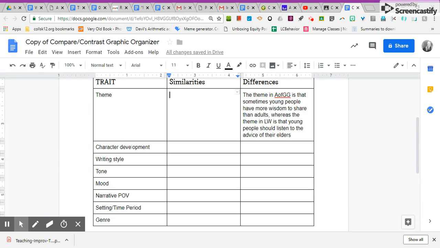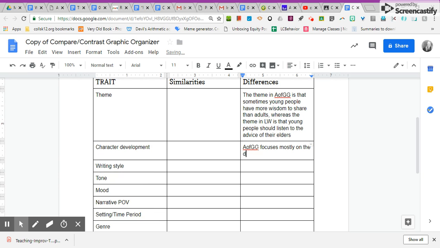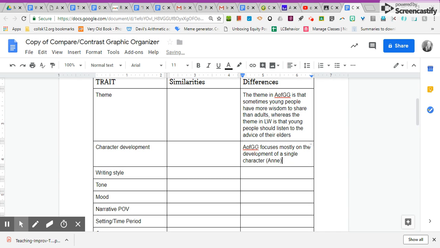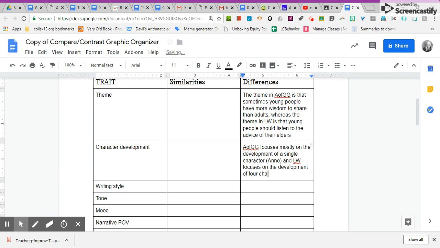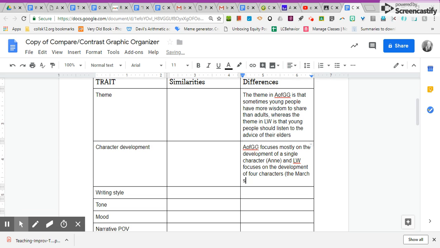Another trait I might think about is character development. One difference I know of is that Anne of Green Gables is focused mostly on Anne's development, the development of a single character. And Little Women focuses on the development of four characters, the March sisters. Then again, there is kind of a main character in Little Women, a girl named Jo.